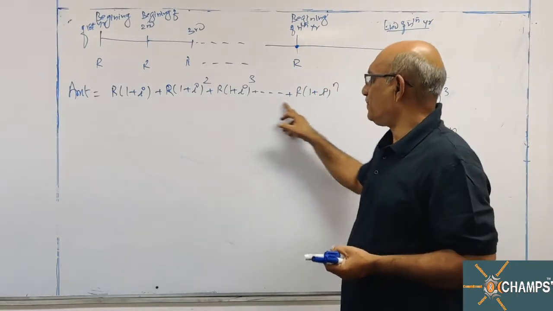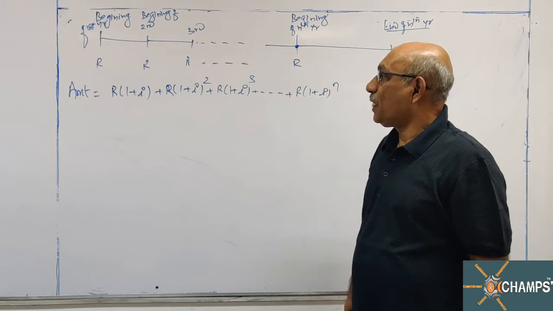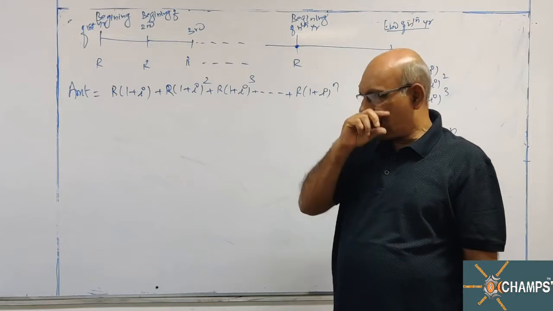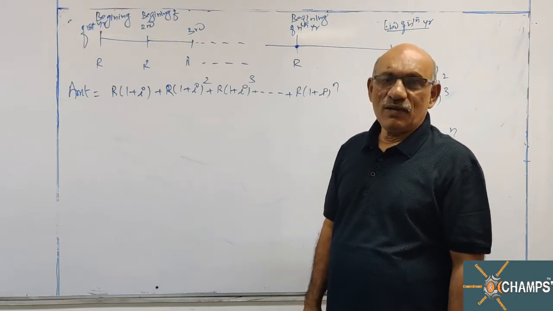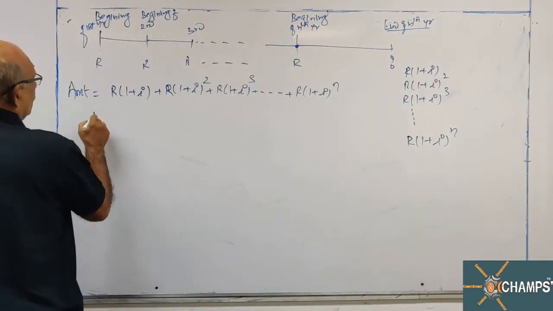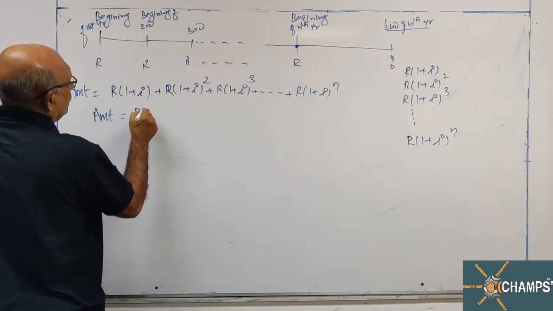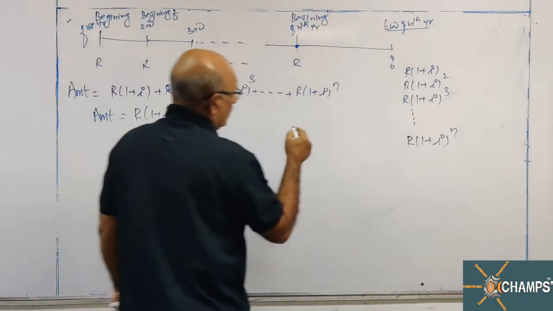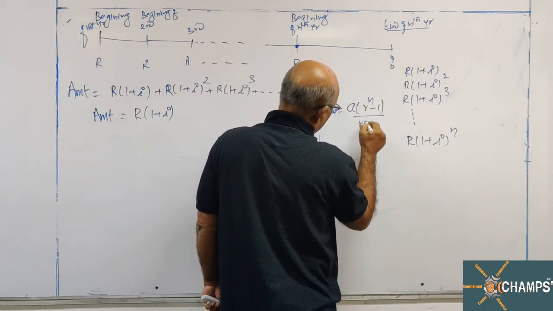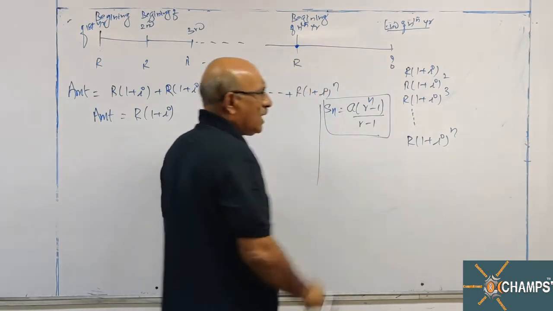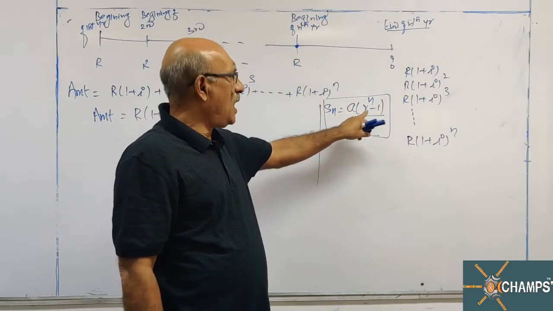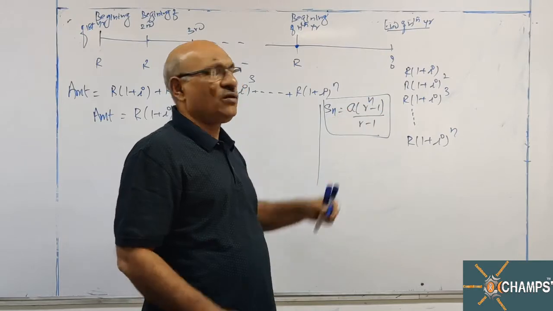If you see this sequence, it is in geometric progression, with the first term as R into (1 plus I) and the common ratio as 1 plus I. So amount is equal to, first term is R into (1 plus I). Look at this, what is the formula for sum in a geometric progression? This is the formula we have for sum to n terms in a GP. Here A is equal to first term, R is equal to common ratio, n is equal to number of terms.